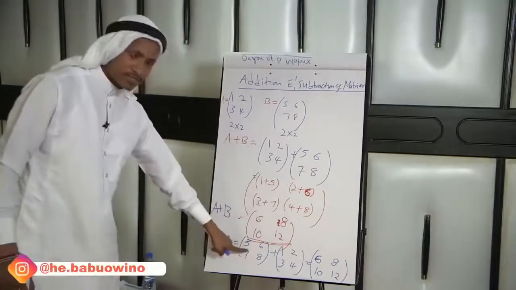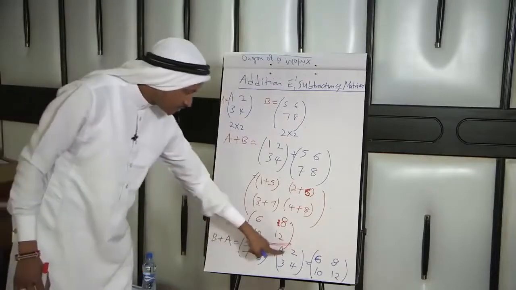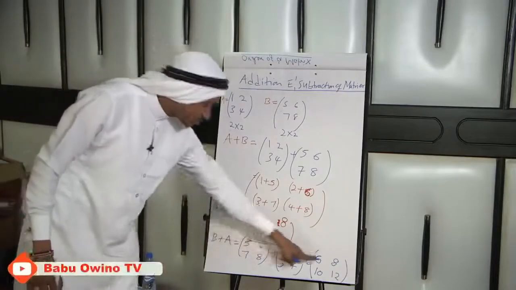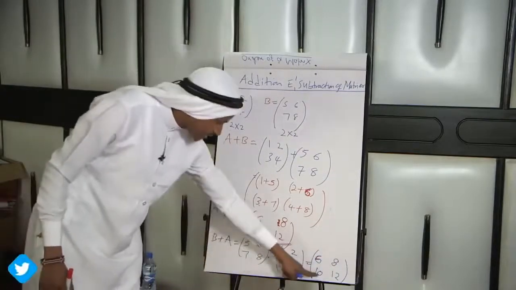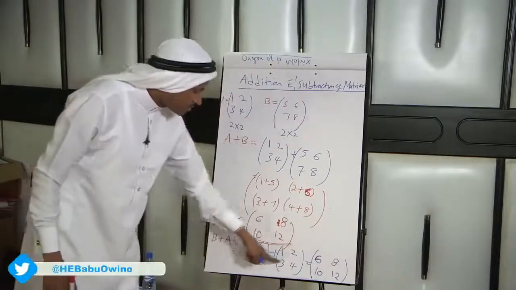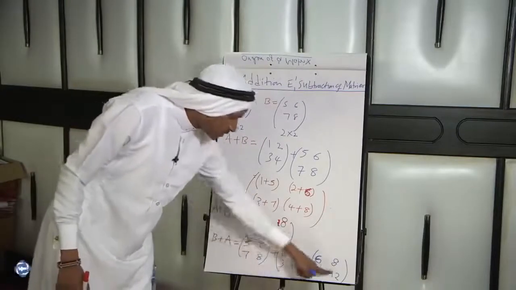When you come to the next, the first element you add with the first element, which is 5 plus 1 is 6. 6 plus 2 is 8. 7 plus 3 is 10. And 8 plus 4 is 12.